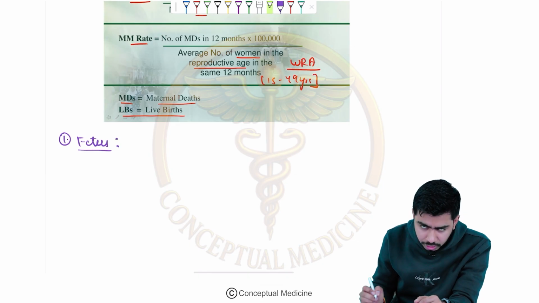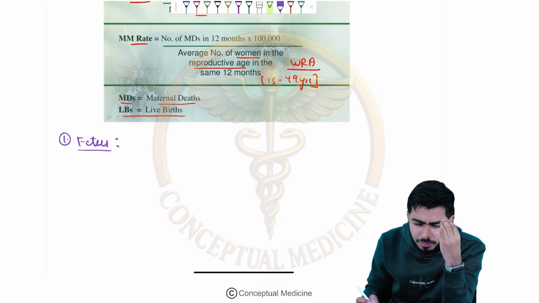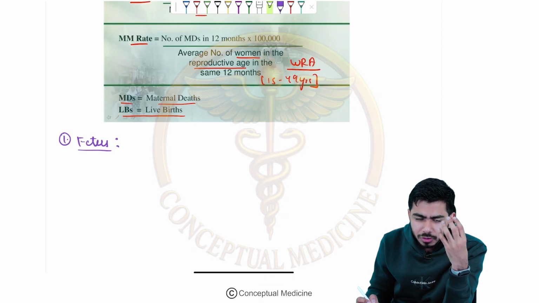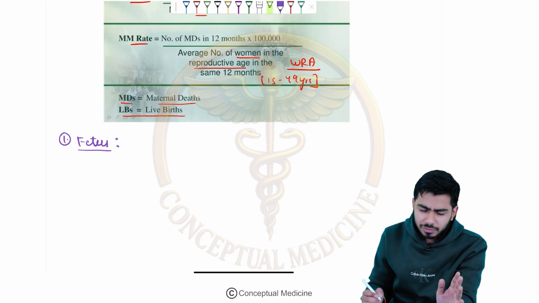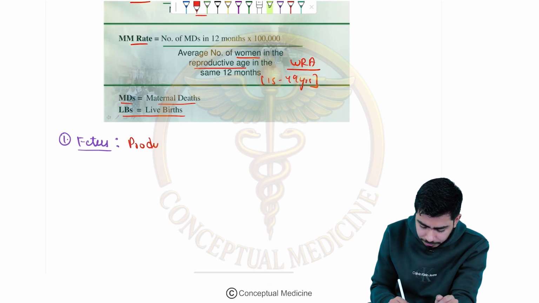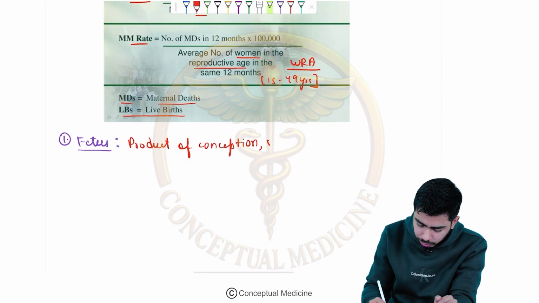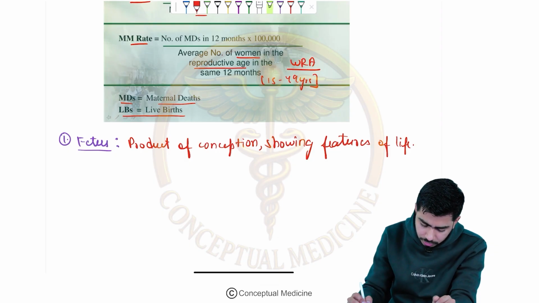Now I know that you must have studied this in gynecology and in pediatrics also. The fetus is a very simple definition. Basically, it is a product of conception, right? After intercourse, it is a product of conception, and it is showing the features of life. The product of conception which is showing features of life, that is called the fetus, right? In the medical definition, showing features of life, that is called your fetus.